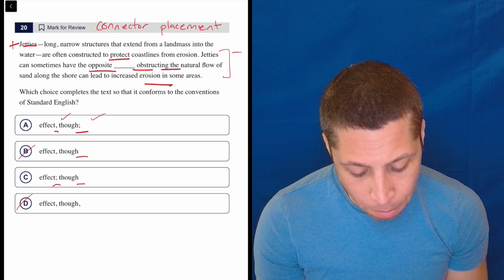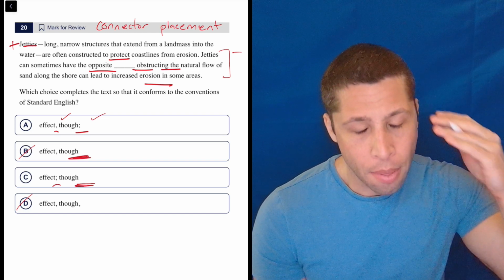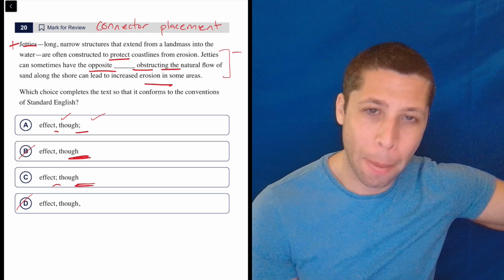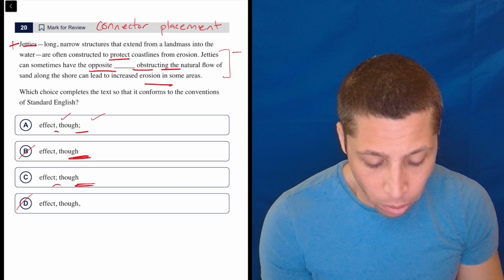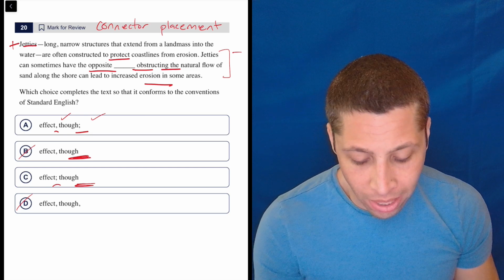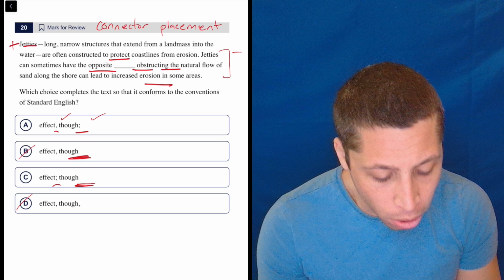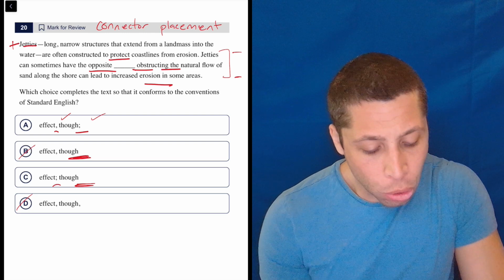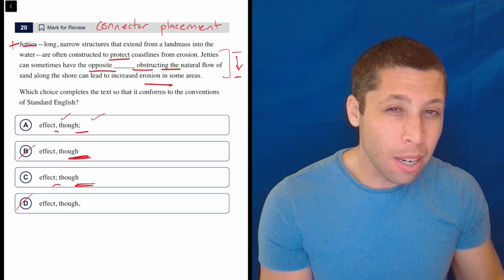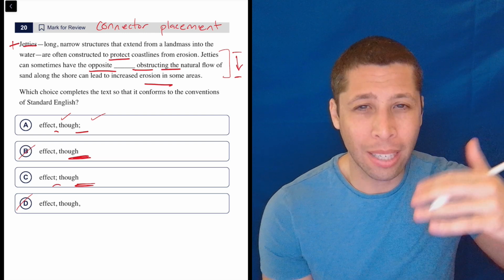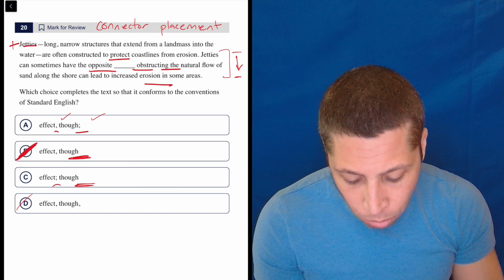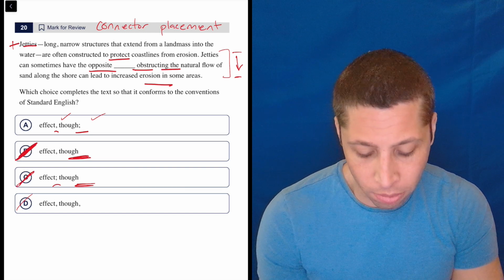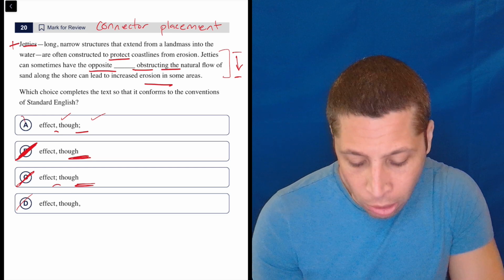If I were to pick B or C, that contrast is now kind of happening later. But notice the last little clause or sentence or whatever you want to call it, obstructing the natural flow of sand along the shore can lead to increased erosion. That's also bad. So between these two parts here, we don't really want to have a contrast. We're continuing the same thought. So that's another reason why B is wrong, and that really gets rid of C. That's the final straw there, leaving us with A.